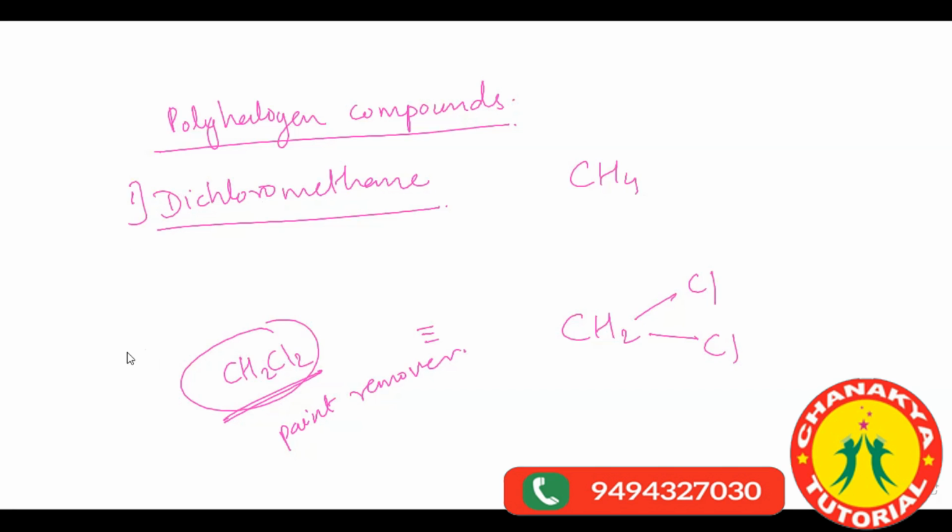See the next chemical which is given to us, trichloromethane. Trichloromethane means CHCl3, where three hydrogens from the methane are replaced with chlorine, correct? Chemically, this CHCl3 is nothing but chloroform.